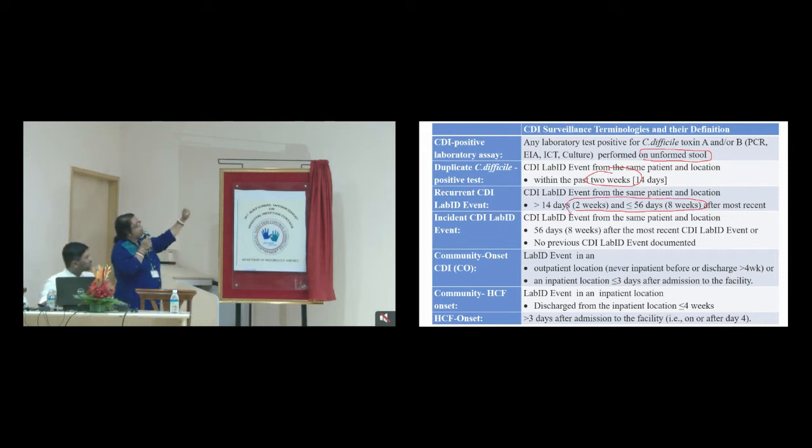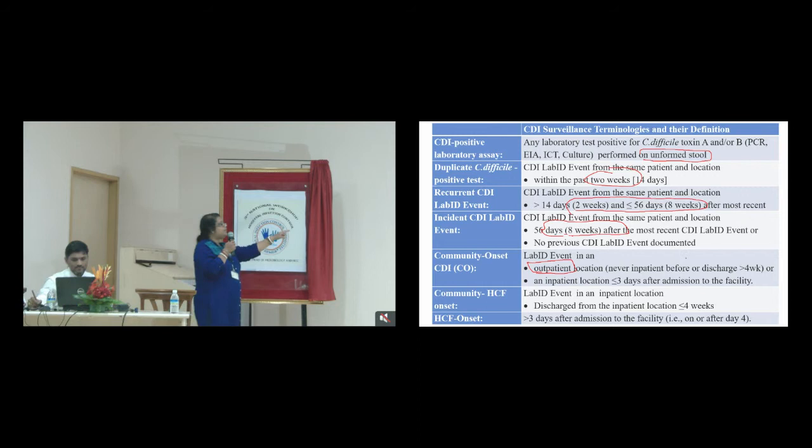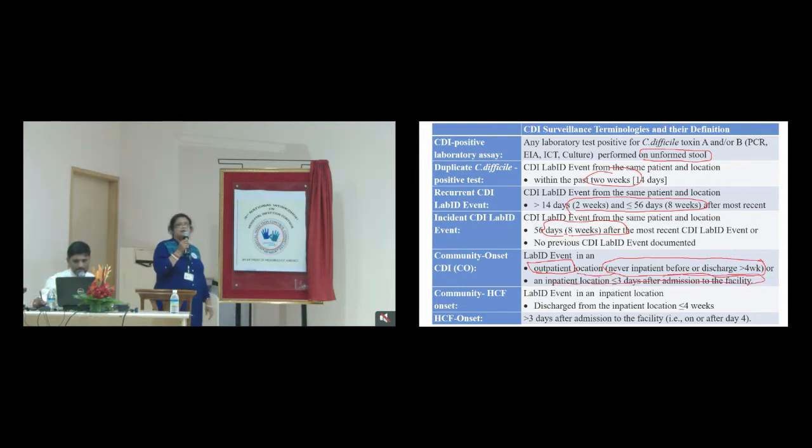2 weeks to 8 weeks is recurrent. After 8 weeks is incident. Next is a community onset CDI. It is defined as a lab ID event in an outpatient location, or within 4 weeks of discharge, or an inpatient location less than 3 days after admission to the facility.